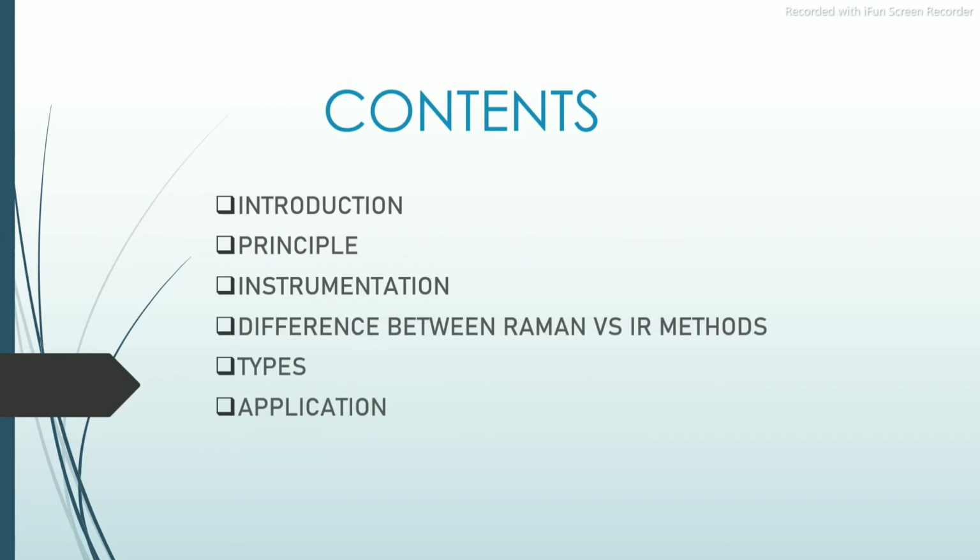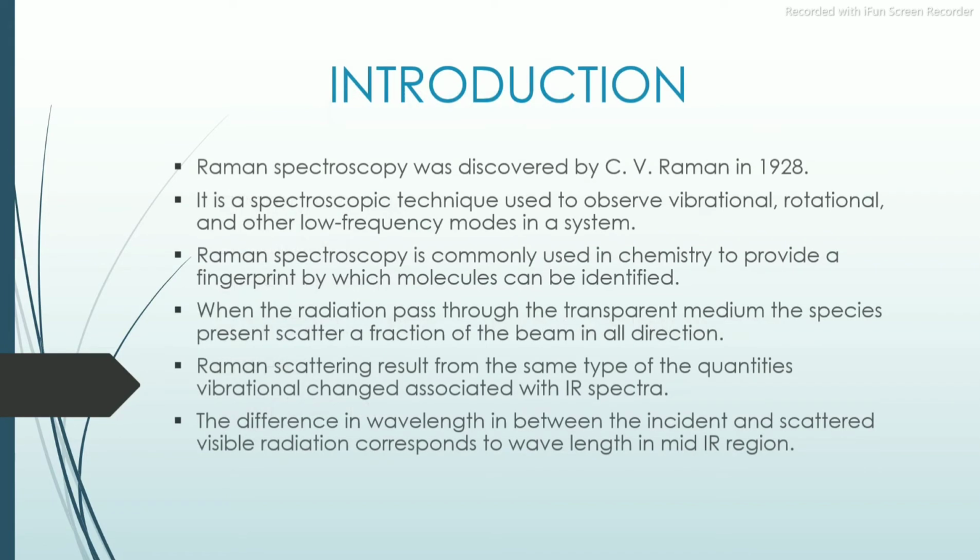Contents are introduction, principle, instrumentation, difference between Raman versus IR methods, types and application. Then introduction. Raman spectroscopy was discovered by C.V. Raman in 1928. It is a spectroscopic technique used to observe vibrational, rotational and other low frequency modes in a system. Raman spectroscopy is commonly used in chemistry to provide a fingerprint by which molecules can be identified.